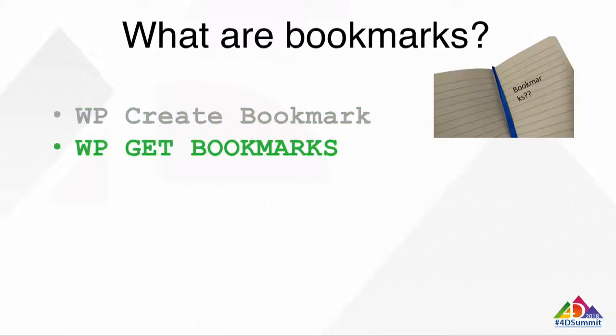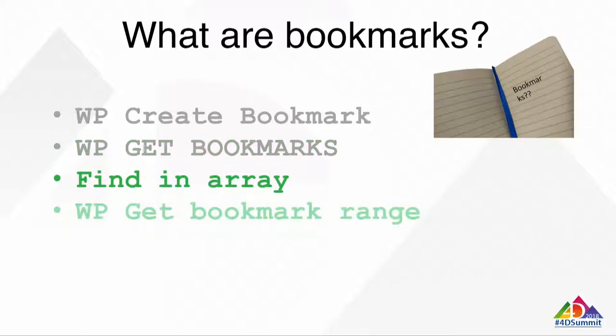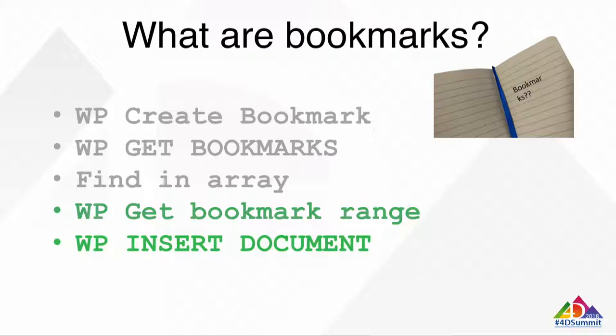That's what is the most impressive part. With the command WP Get Bookmarks, you can get all the bookmarks that you have in a document, and that will put that into an array. Then with Find in array, you will find the different bookmarks, and then with WP Get Bookmark Range, you convert that bookmark name into a 4D Write Pro range, which is an object, as you've already seen. And then with WP Insert Document, you insert that range into another document.